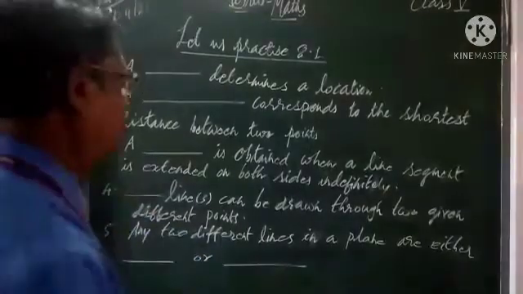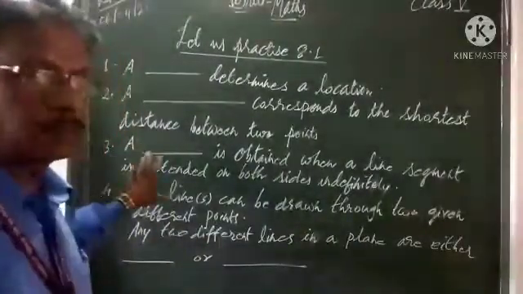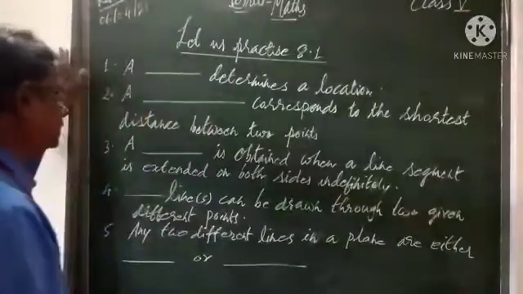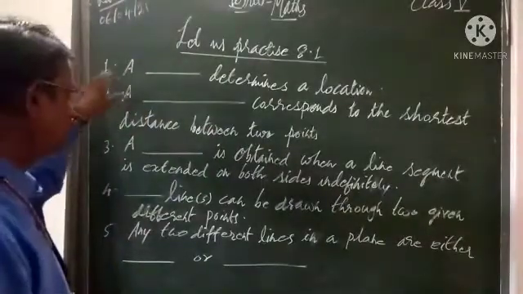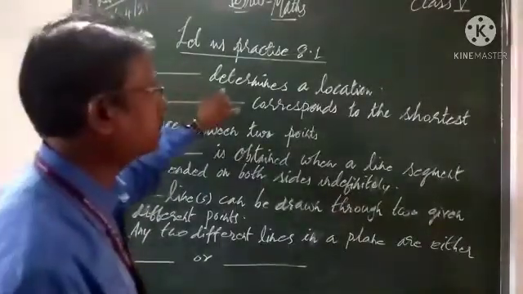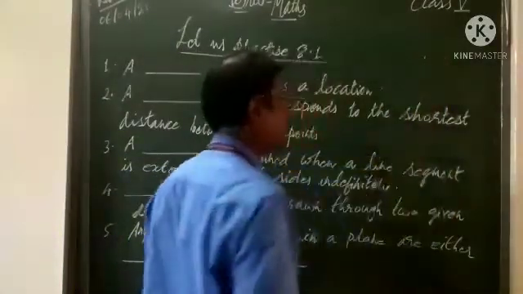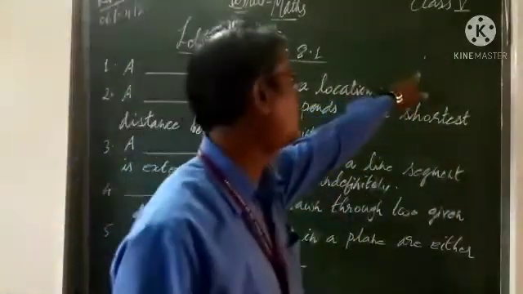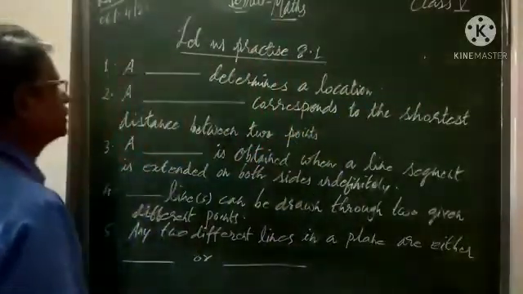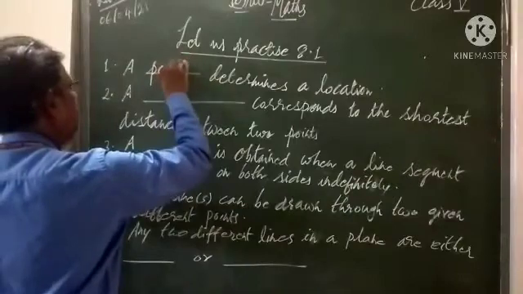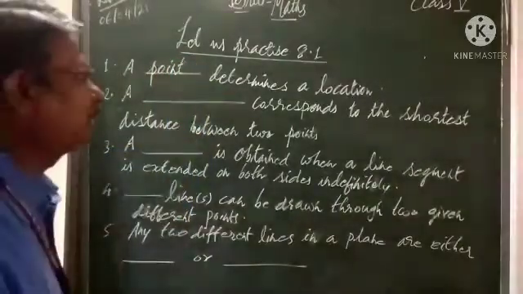Now let us practice 8.1. First, a total of 10 fill in the blanks examples are given. So one by one we have to study all those 10 examples. First one is: a dash determines the location. If a simple dot is given, this dot is called what? Point. A point determines a location. So write here point, P-O-I-N-T.